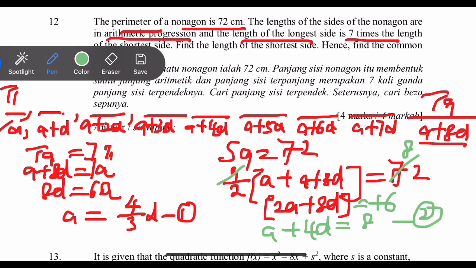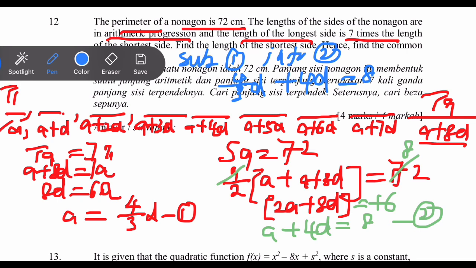Now we are going to substitute a equals 4 over 3 d, which is equation number 1, into equation number 2. Alright, let's substitute carefully. So we are getting 4 over 3 d plus 4d equals 8. So we make the denominator the same. For 4d it will be 12d over 3, right? So you will get 16d over 3 equals 8. So hence you will get d equals 3 over 2, right? Are you getting d equals 3 over 2?